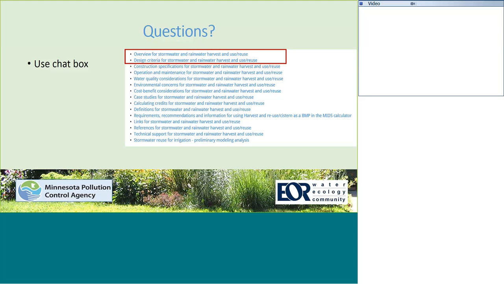Are there any other questions? Please use the chat box if you have them. Seeing none, I guess we move on to construction. All right.